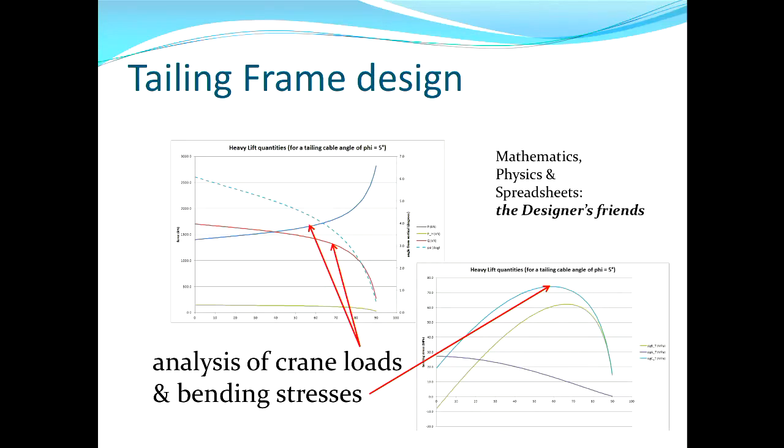Those changing forces as the prill tower rotates through from 0 degrees up to 90 degrees, you can see how the head cable force goes right up to the full weight of the prill tower. The tailing cable goes right down to 0. Once it's vertical, there's no force in the tailing cable. You can convert those forces into bending moments, and there's an angle of rotation which is the worst case in terms of stresses on the tailing lug.